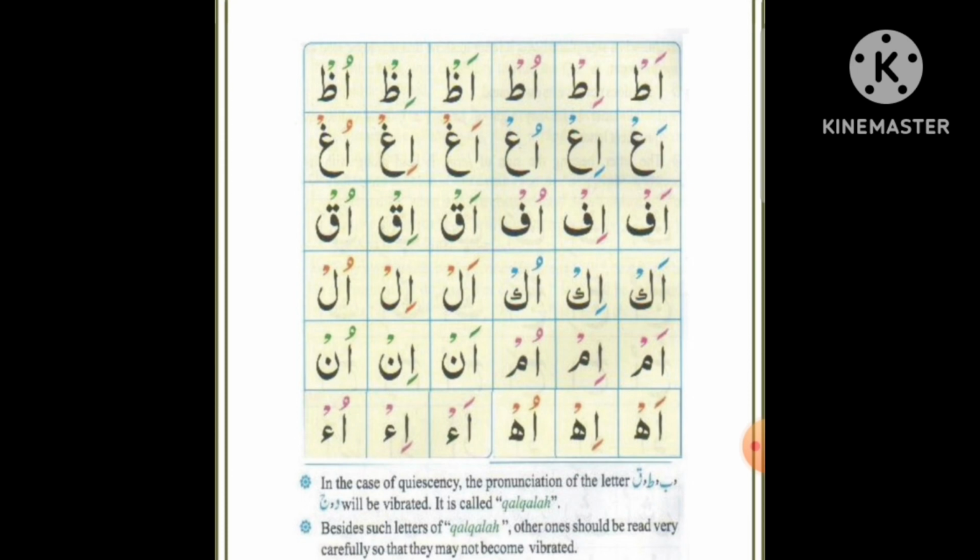Then you have the Hamza. When there is a jazm over the Hamza, then you have to pronounce it with a jerk. Okay? Whenever Hamza bears the jazm above it, it should be pronounced with a jerk.